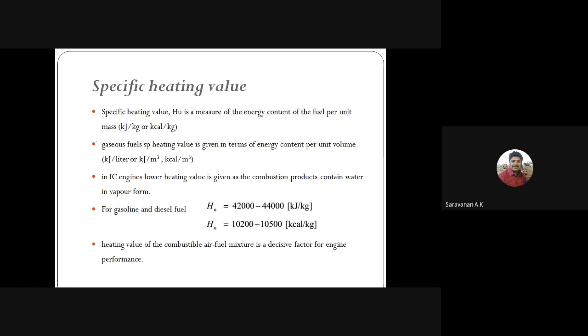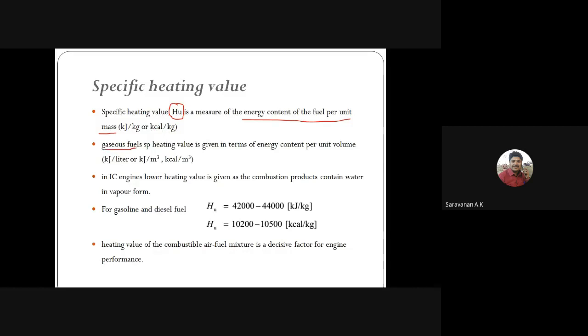So the next fuel specification or property is the specific heating value, which is represented by HU, right? It is the energy content of the fuel per unit mass. Its units will be kilojoule per kilogram or kilocalorie per kilogram.